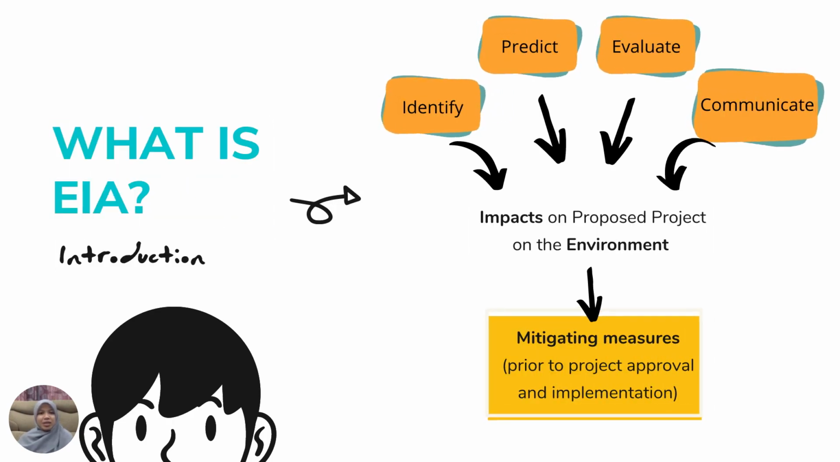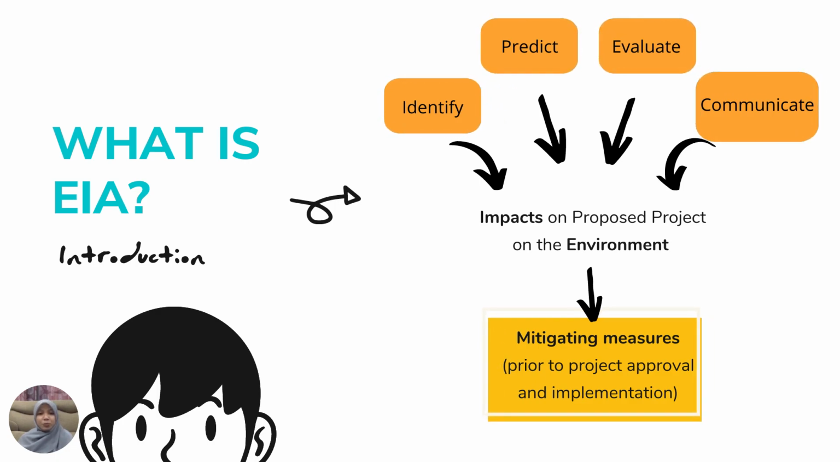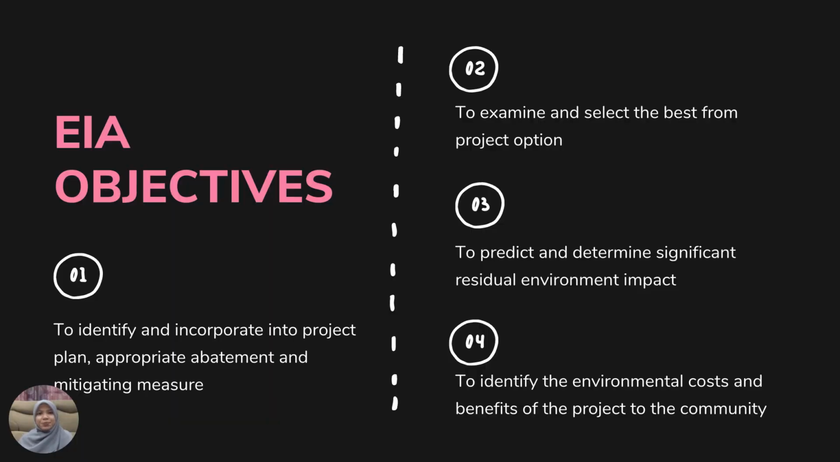EIA is basically a study to identify, predict, evaluate, and communicate information about the impacts of a proposed project on the environment, as well as to detail out mitigating measures, prior to project approval and implementation.